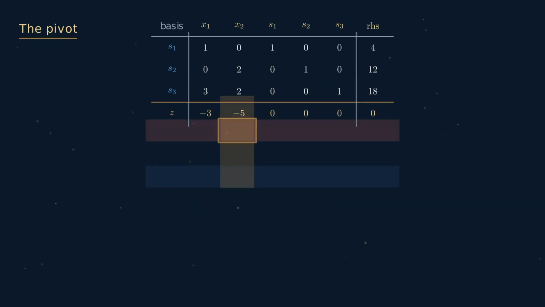Column chosen, row chosen. Where they cross sits the pivot element, here, a 2. The rest is pure Gauss-Jordan, the same elimination you already know. Step 1. Divide the pivot row by 2, so the pivot itself becomes a clean 1. That row now belongs to x2.